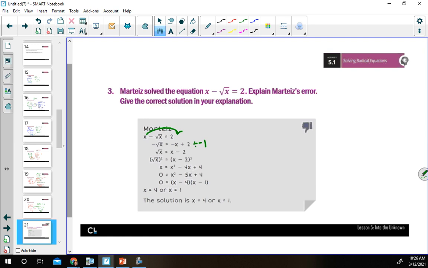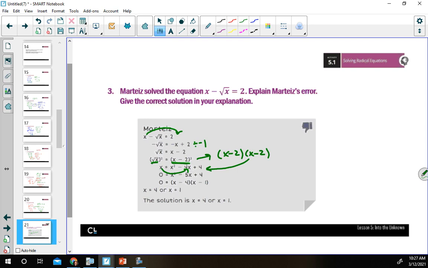Then he was like, well, if I'm trying to get x by itself, I know I can square this, which means I square that whole side. Notice he used parentheses. Okay. He then wrote this out twice and distributed it. That's how he got this. He still had to get it equal to 0 so that he could factor it. So that's when he subtracted this x over to be with his buddy. He factored it and he got 4 and 1. Okay, so what did he do wrong? What's wrong with his answers?